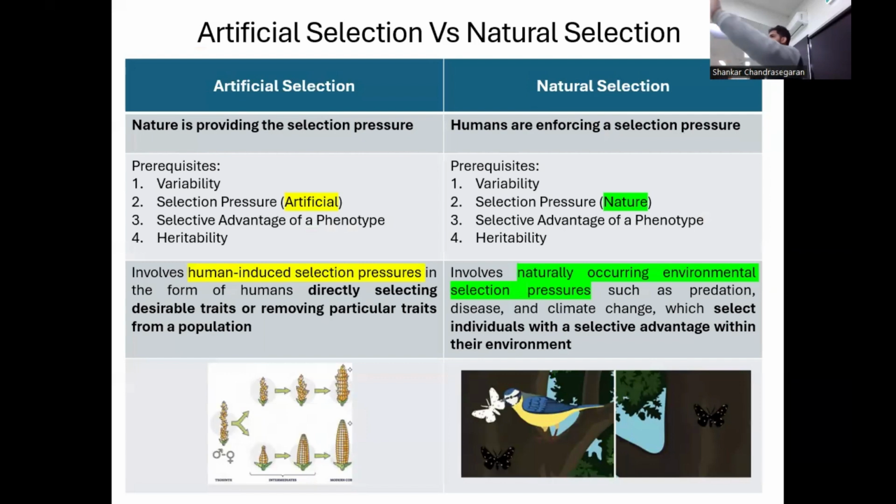So getting into it, let's talk about the main differences. Like I said, nature is providing for natural selection.